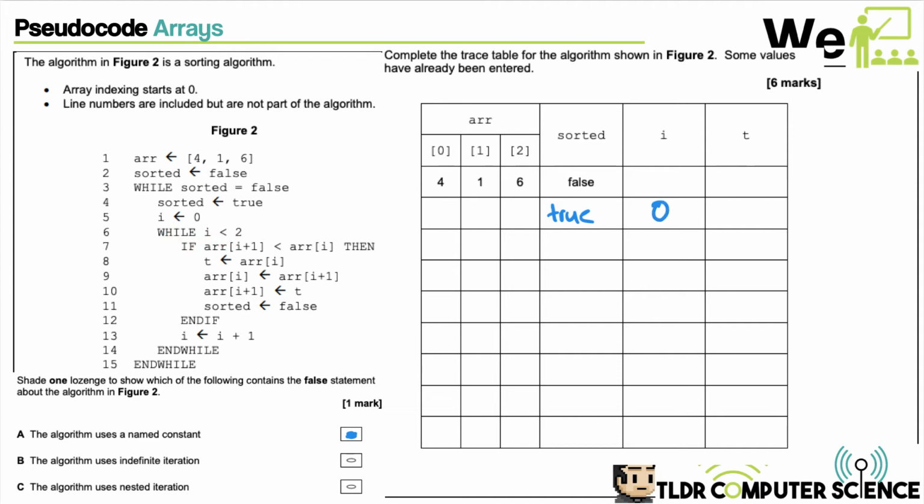While I is less than 2, 0 is less than 2. If array at position I plus 1. So remember, I is 0. So array at I plus 1 is going to be here. It's going to be the value 1. Is 1 less than array at I? So is 1 less than 4? Well, 1 is less than 4, so then t is array at I. So remember, I is 0, so array at position 0 is 4, so t becomes 4.